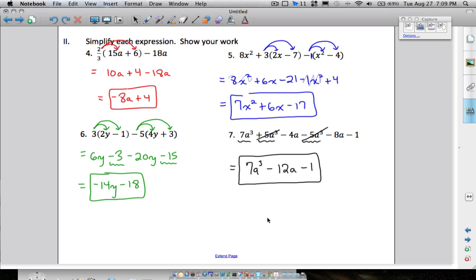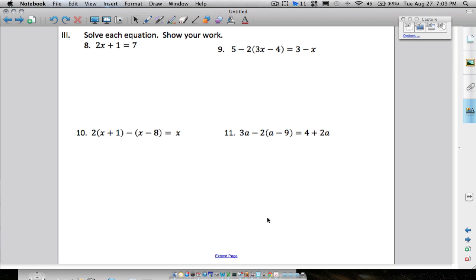So there's some simplifying. On to the next piece. Time to solve some equations. Show your work here. So this first example, 2x plus 1 equals 7. Showing our work, I'm going to subtract 1 from both sides. Those 1's cancel out because 1 minus 1 is 0. Bring down what we have left over here. Therefore, we have 2x is equal to 7 minus 1 is 6.